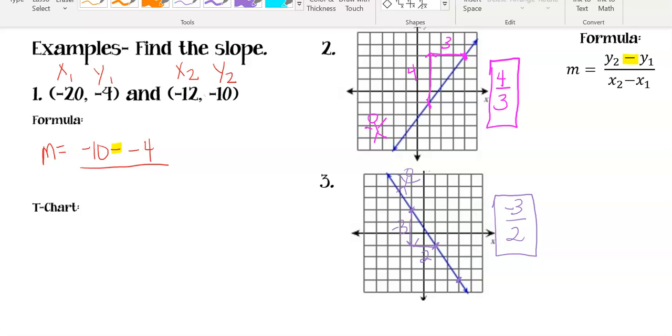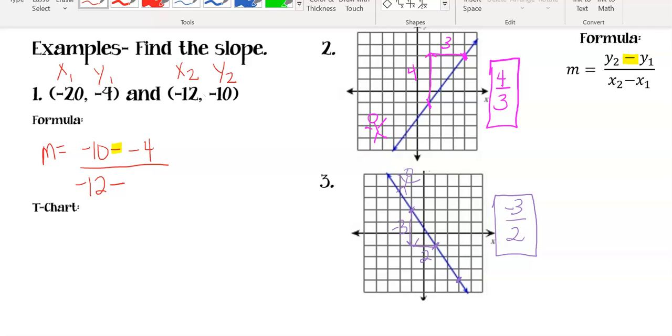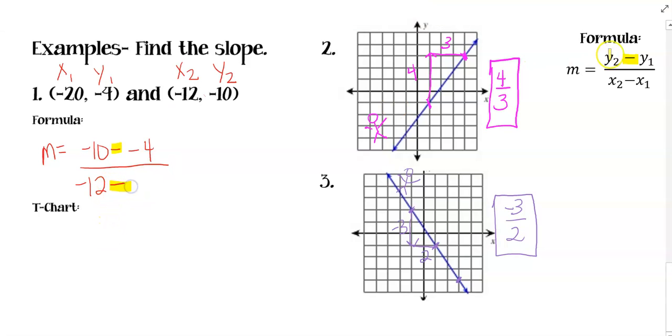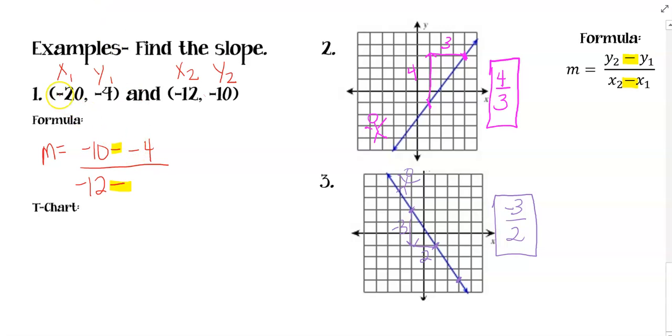So then we are going to do negative 12. We're doing x sub 2, negative 12 minus. Where does the minus come from? The minus comes from the formula right here. Then I'm going to look at my first point right there. And then I'm going to look at my negative 20. So there's a lot of negatives going on here, and I think that's a lot. So I'm going to show you the way I prefer next.